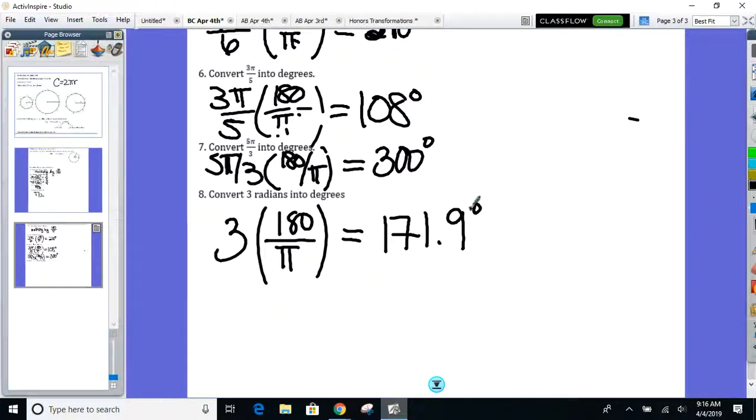Tomorrow on the video, I'm going to introduce a new arc length formula that you need radians for. So that's why I'm showing you how to convert back and forth.